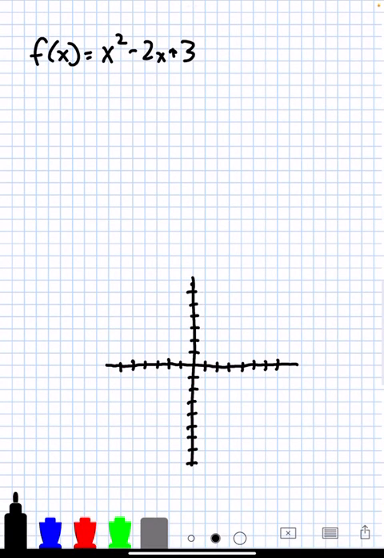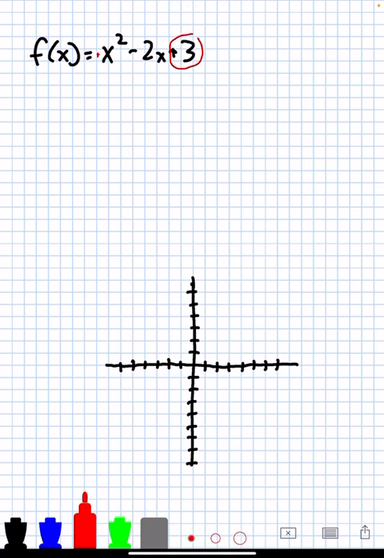Okay, here we want to use the critical points to sketch the graph. The critical points are really good to just get a rough sketch of the graph. Now, we know this is a parabola because of the x squared. We also know that this is a parabola opening upward because the x squared here is positive. And we know that the y-intercept is 3. So those are some of the things that we can tell directly.